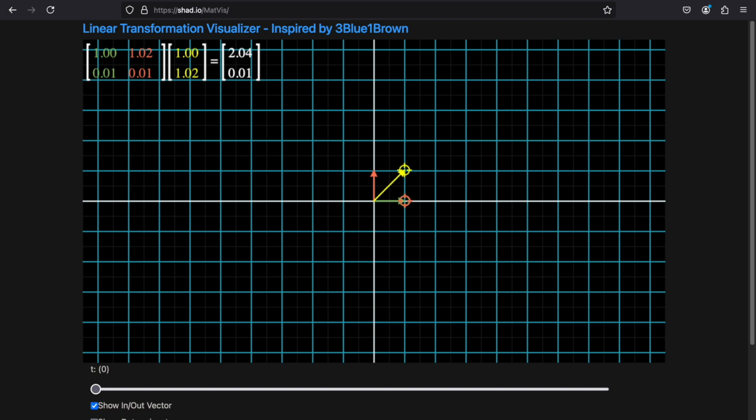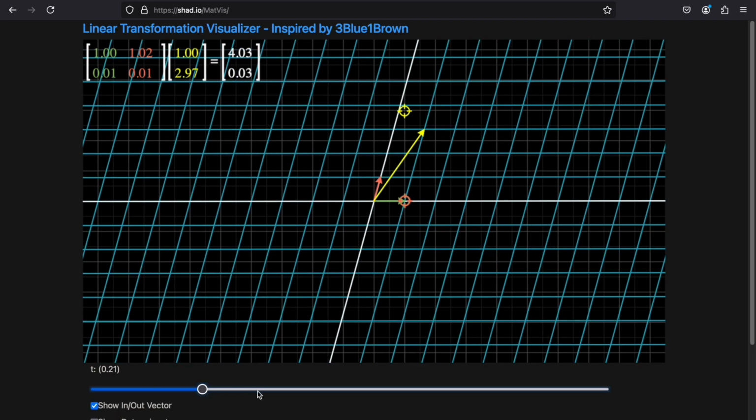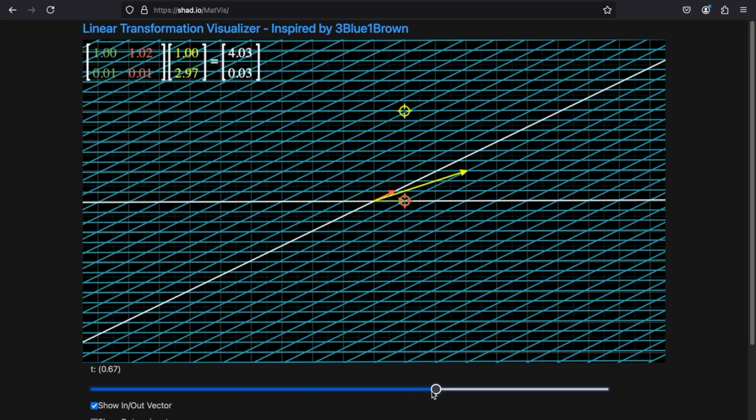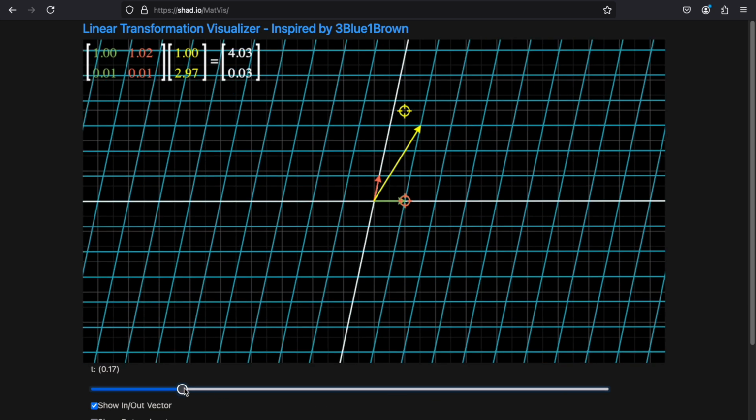Now I will take this vector to 1 comma 3, or rather 1 comma 2.97, which is close to 3. The output is 4 comma 0. It's not exactly 4 0 because the values are not exact, but you can assume that this is 4 0. Now you will see this input space getting squashed to a line, slowly. In the entire diagram, i hat remains at the same position. It's just that j hat is moving toward i hat.